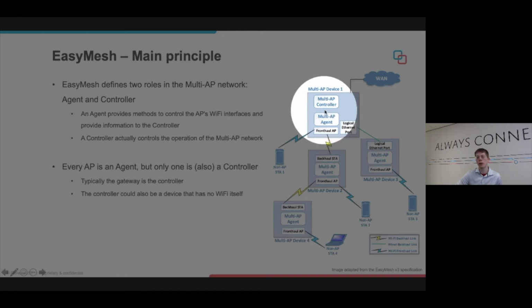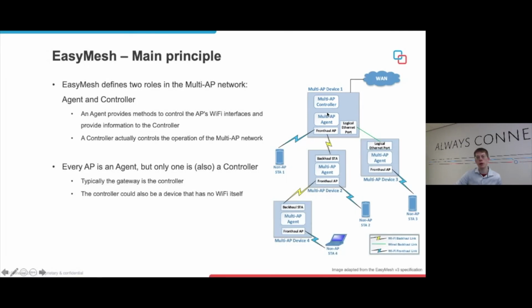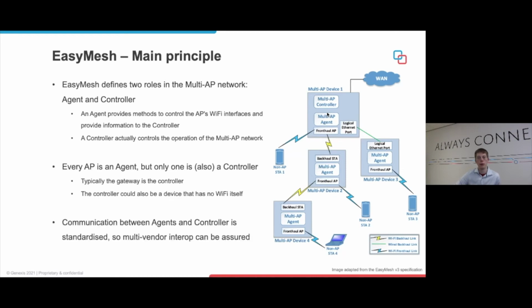Because you know there's only one gateway, you know where it is. It's a central device. It's the one that is mostly fixed and always on and so on. So it makes a lot of sense. But it is good to remember that the EasyMesh standard does not mandate which one should be the controller. It leaves it open for discovery and what you might want to do in your deployment. And for example, it can also mean that the controller could be a device that has no Wi-Fi by itself. Flexibility.